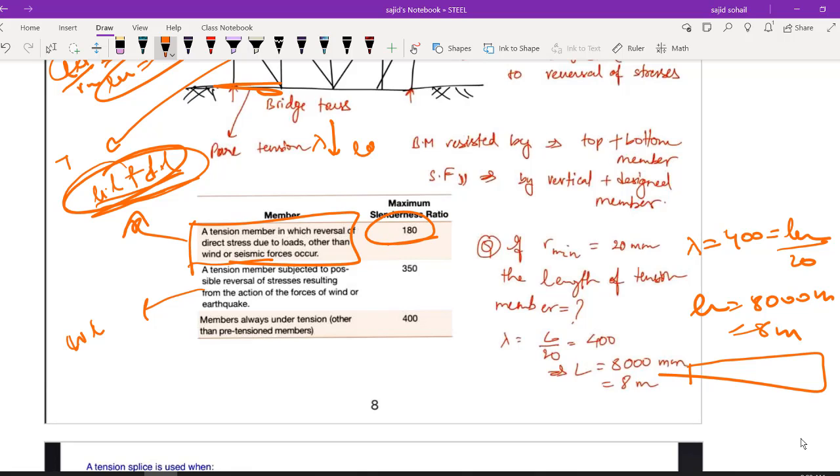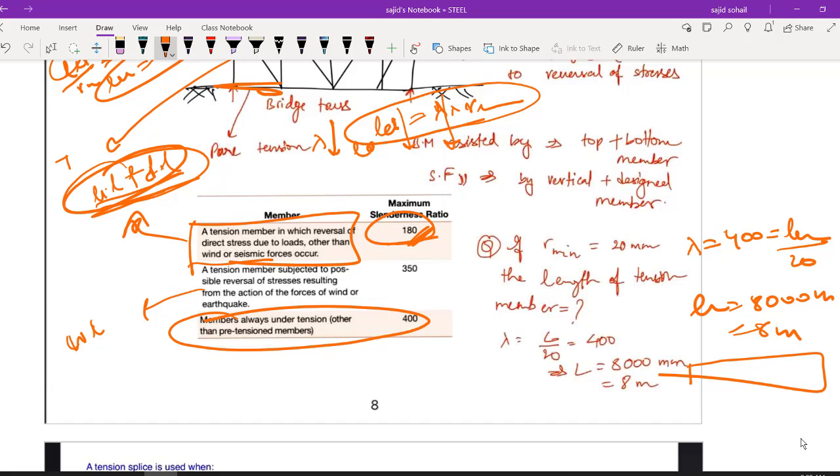So as lambda decreased, that means the length of that particular member will be very less. Because L effective is nothing but your lambda into R minimum, right? So what is happening, as your lambda value decreases, your L effective value is drastically decreasing. I hope it is very clear. Remember, it is a very simple concept.